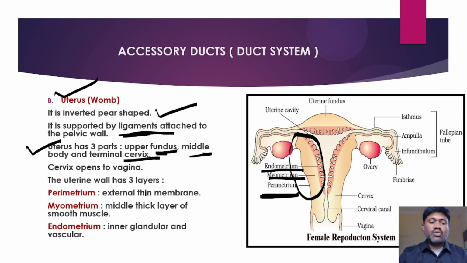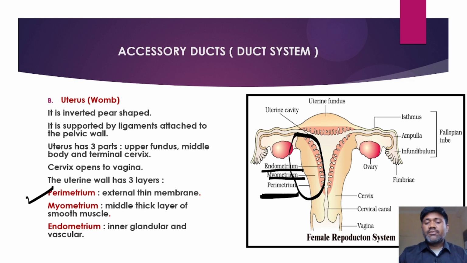The perimetrium is generally a thin membrane. The myometrium is a thick layer of smooth muscles, meaning it is made up of smooth muscles, and the endometrium has glands on the inner side and is also vascular, meaning it is supplied with a number of blood capillaries. Okay, like this.